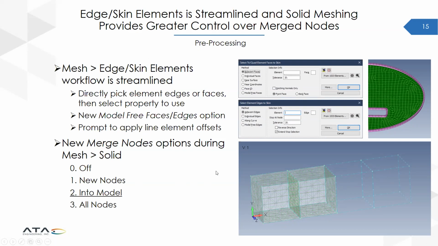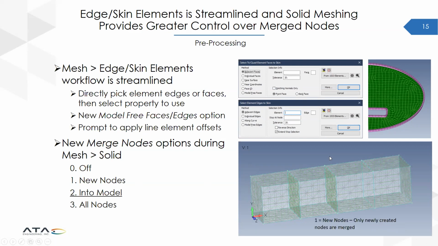So if we have merge nodes set to off, when we mesh this, no nodes will be merged. So we have coincident nodes at all of the interfaces between these different sections that were meshed. If we have merge nodes set to new nodes, it will merge nodes within the section that was just meshed, but this new section is not attached to the original section that was meshed. If we have number 2 into model, it'll still merge the nodes inside the new section, but it'll also merge that new section onto the original mesh where there are coincident nodes.